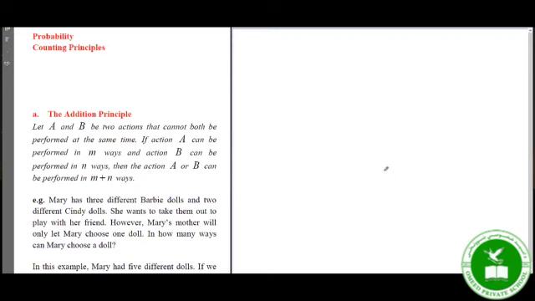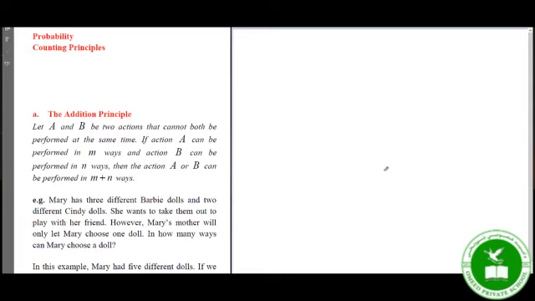Probability, in Pashto. But before probabilities, we should study some basic concepts about probability, one of which is counting principles. We have different counting principles in our daily life and in mathematics.